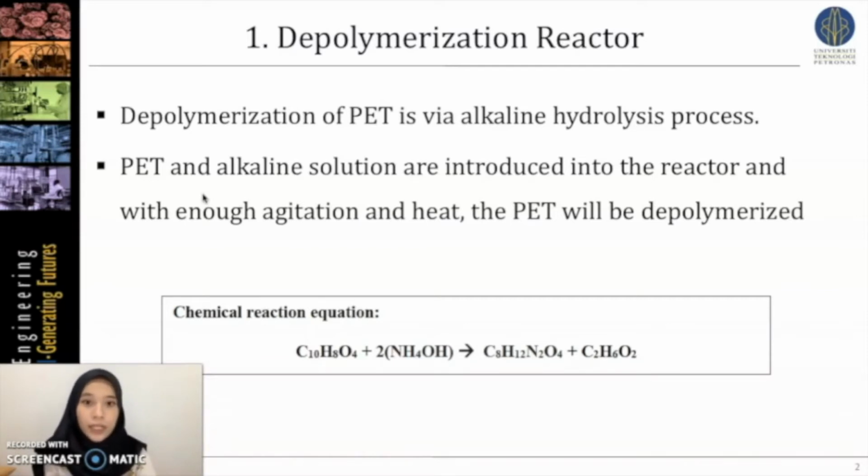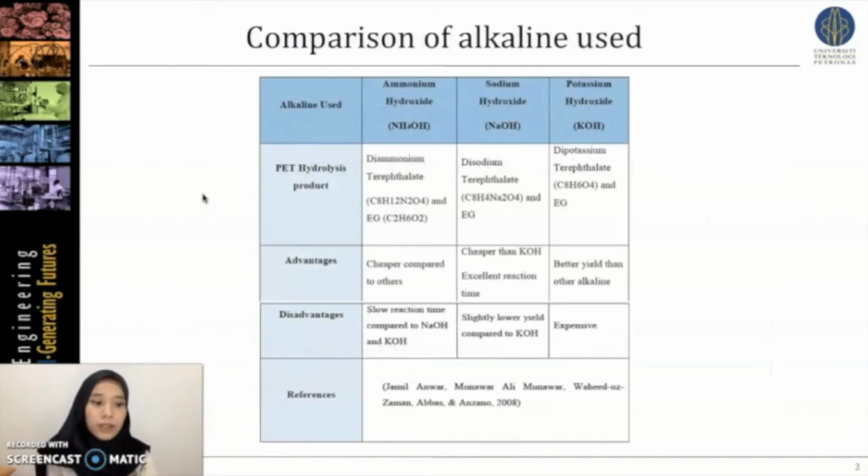So the chemical reaction equations of this process is shown on the slide. So in order to optimize the reaction, the best alkaline for the alkaline hydrolysis process is studied. So the table shows the comparison on alkaline alternatives in this process. So the alternatives that we are using is first ammonium hydroxide, second is sodium hydroxide, and the third one is potassium hydroxide. So from the study, the best alkaline for the hydrolysis is ammonium hydroxide.